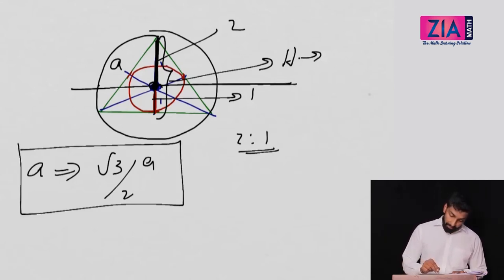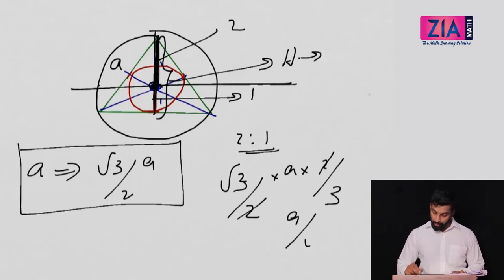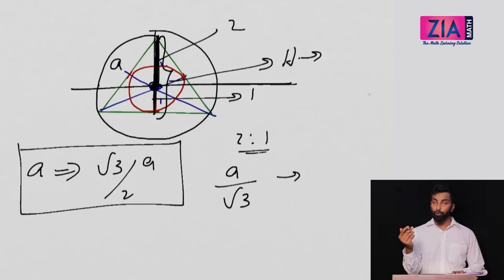Now the circumradius and inradius are in the ratio of 2:1. So the total is the height, which is divided in the ratio 2:1. So the radius of circumcircle will be height into 2 by 3, because 2:1 is the ratio and 2 is the circumradius. So this gets cancelled and you'll get A by root 3. This also gets cancelled. So the circumradius is A by root 3. Then the radius of the incircle will be half of it, so A divided by 2 root 3.